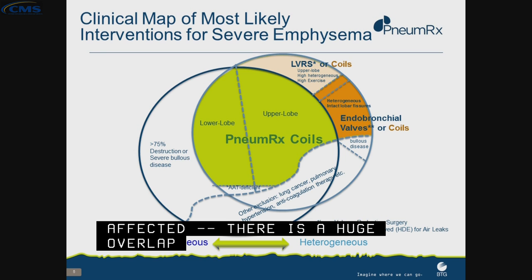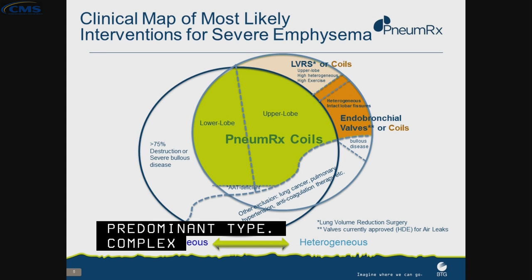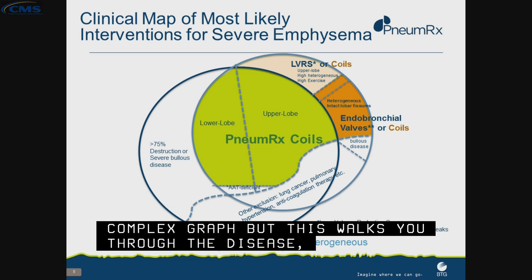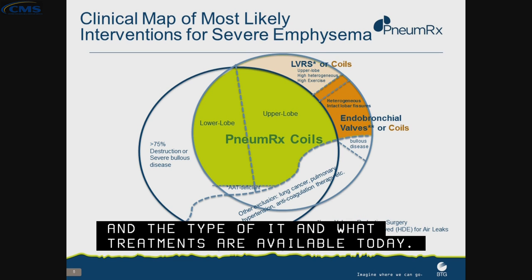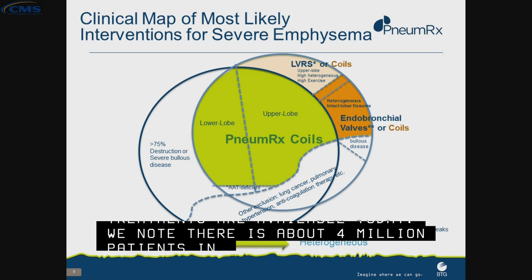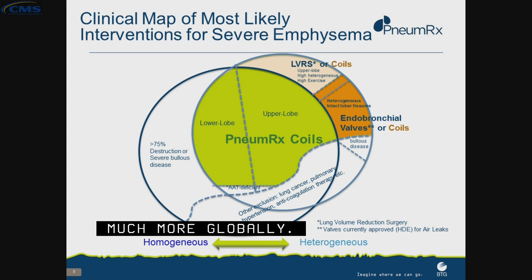And this is a little bit of a complex graph, but this walks you through the disease emphysema and the type of it and what treatments are available today. So we know that there's about 4 million patients in the United States with emphysema, and much more globally. And today, there's really not a lot of treatment other than inhalers, lung transplant for a small portion of the patients. And this shows you the emphysema types.